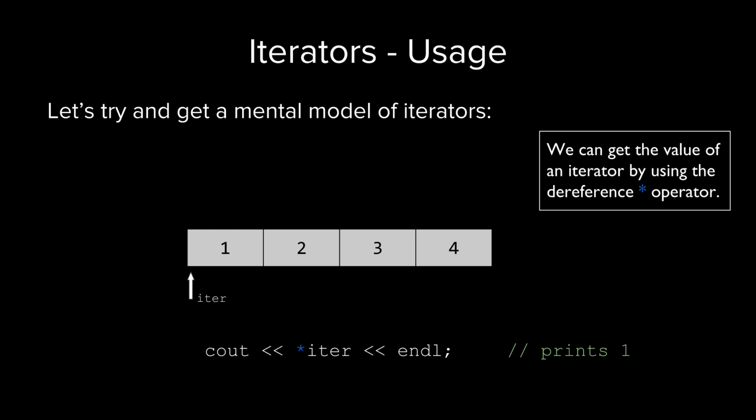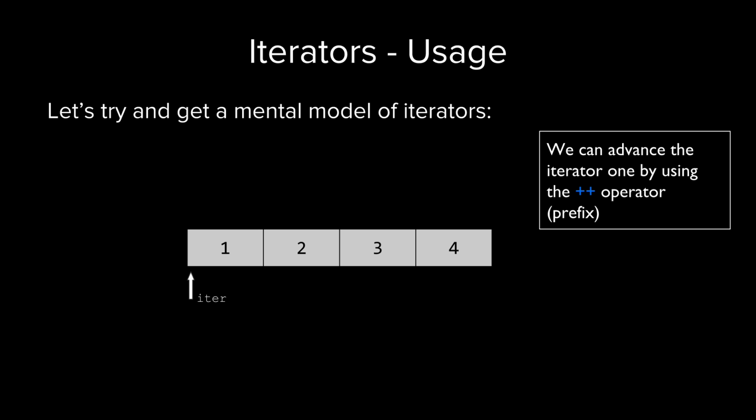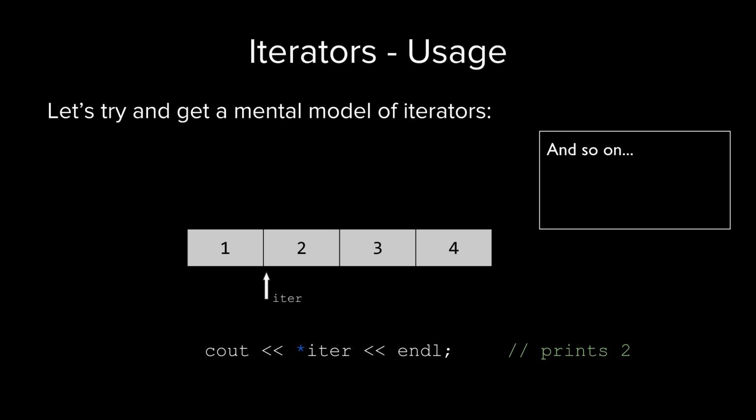Now, what do I want to do? I want to move to the next thing in my collection. So I advance my iterator by calling ++ on it. I say ++iter, and it will move to the next one. Then I can again print it by dereferencing it, and it'll print the 2.